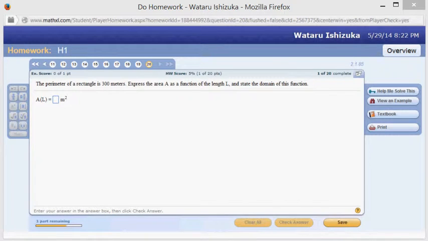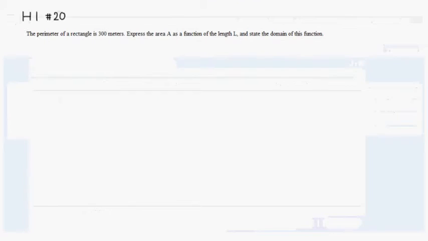Okay, let's look at homework 1, problem number 20. It says that the perimeter of a rectangle is 300 meters, and we want to express the area of the rectangle as a function of length L, and we have to state the domain of that function. So let's do that.